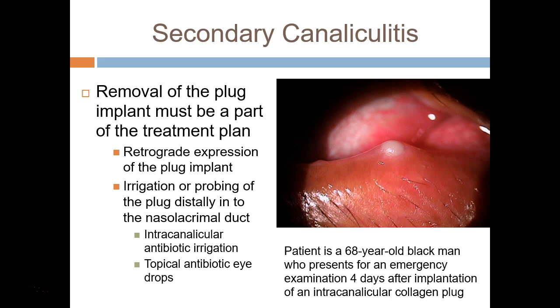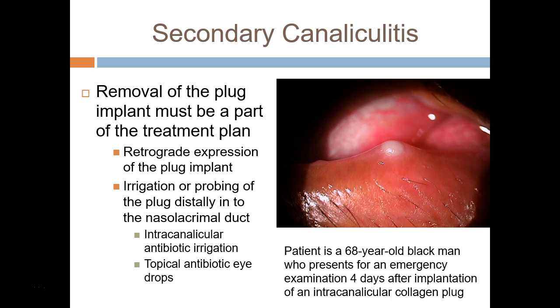Here's a patient, and I remember we put this up on our OD Wire earlier in the year. This was my first case of secondary canaliculitis this year, where I'd done my standard thing. This guy came in, he had dry eyes, 68-year-old black man. I tried drops on him. Drops didn't get the job done. I decided to try punctal occlusion.